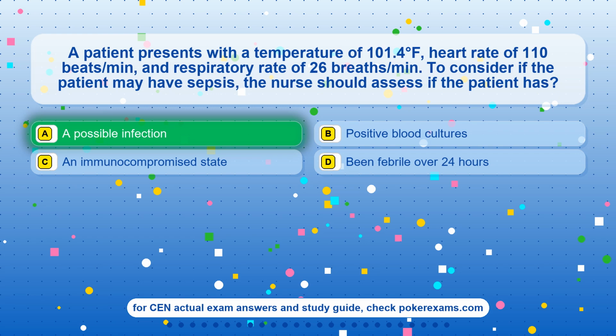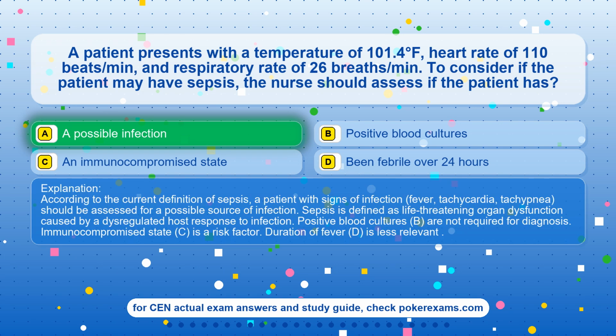The correct answer is Option A, a possible infection. According to the current definition of sepsis, a patient with signs of infection, fever, tachycardia, tachypnea, should be assessed for a possible source of infection. Sepsis is defined as life-threatening organ dysfunction caused by a dysregulated host response to infection. Positive blood cultures, B, are not required for diagnosis. Immunocompromised state, C, is a risk factor. Duration of fever, D, is less relevant.